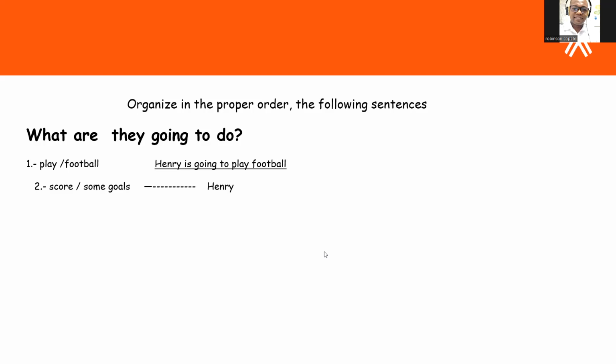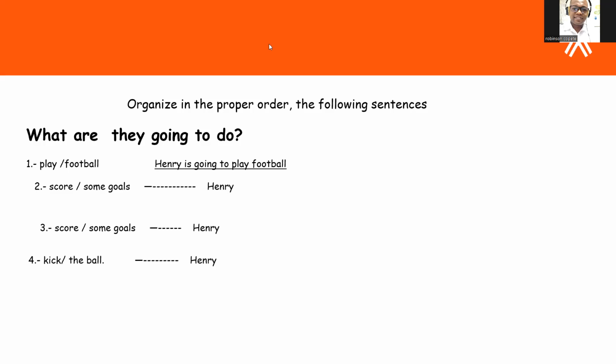Okay, let's move on to the second one. Let's show you guys the second sentence. Kick the ball. Es la tercera. Kick the ball. Henry. Escríbanla correctamente. Write it correctly. Remember that.